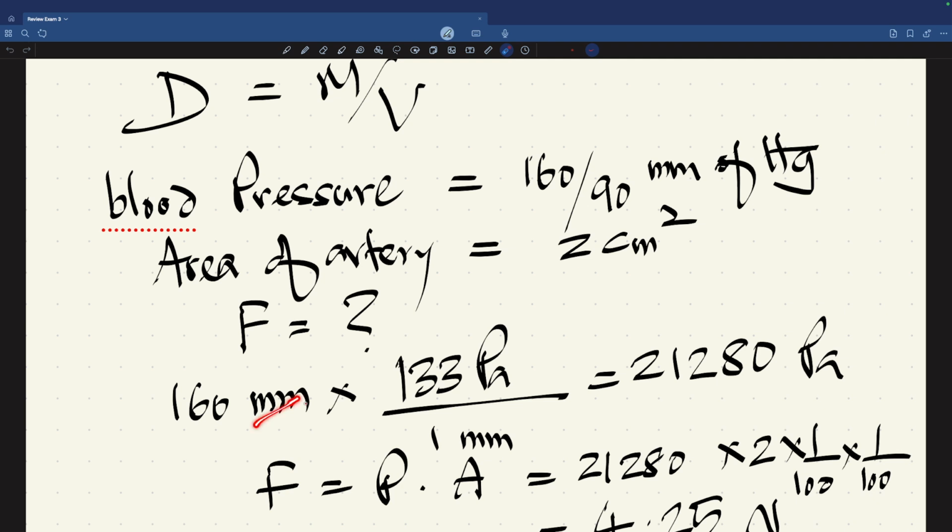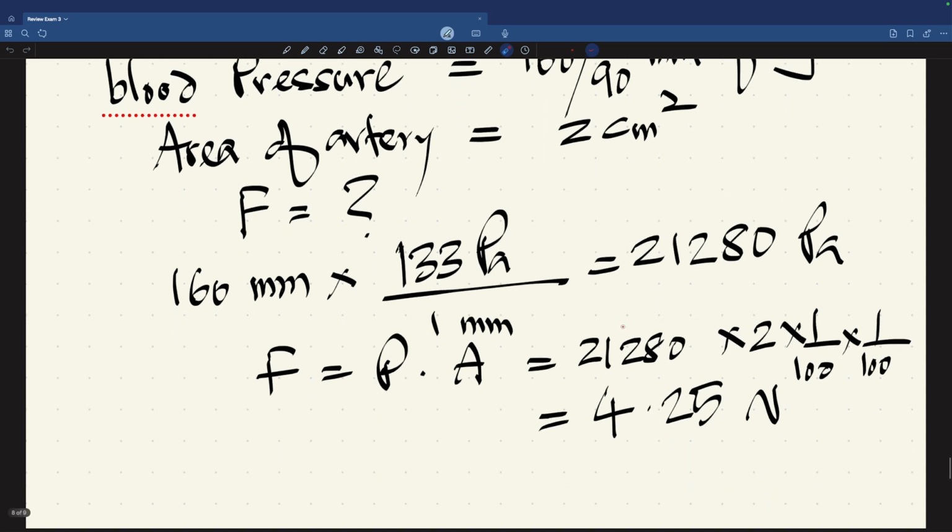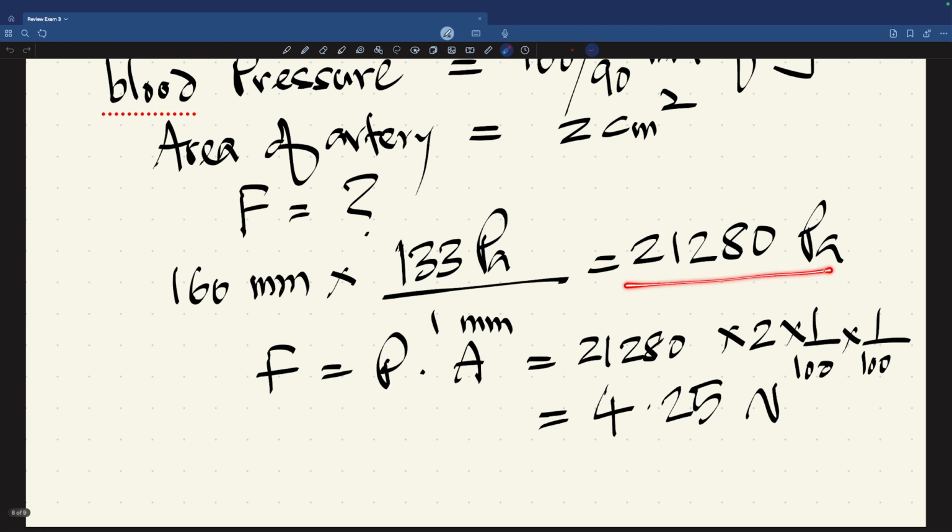Yeah, you write it this way because you want the millimeters to cancel out and you will get it in pascals. Once you get it in pascals, use the formula force is pressure times area. But area is in centimeters squared. We did that once before. You got to change it into meter square, which is what I've done here. And you get the maximum force as 4.25 Newton. Hope that makes sense.